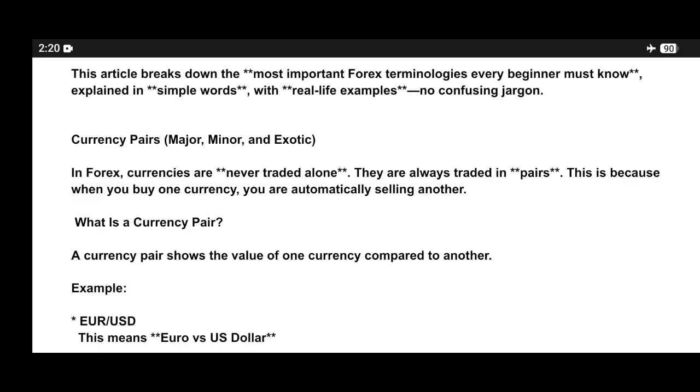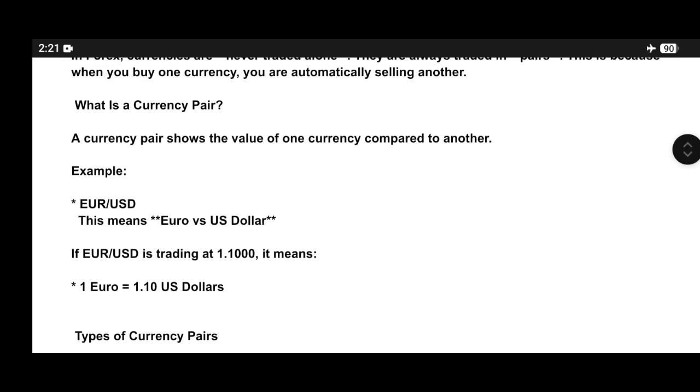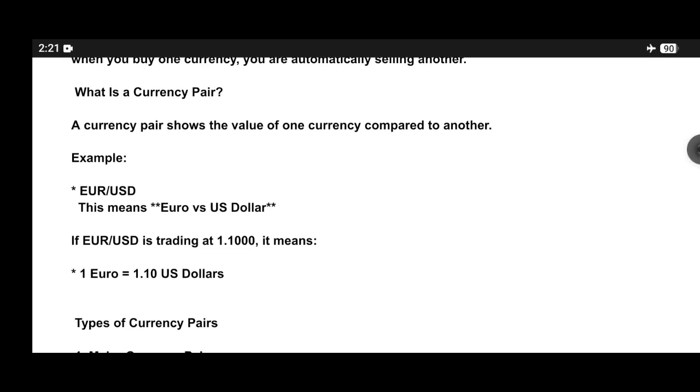What is a currency pair? A currency pair shows you the value of one currency compared to another. Example, Euro USD, it means Euro versus USD. If Euro USD is trading at 1.10, it means 1 euro equals $1.10 in US dollars.